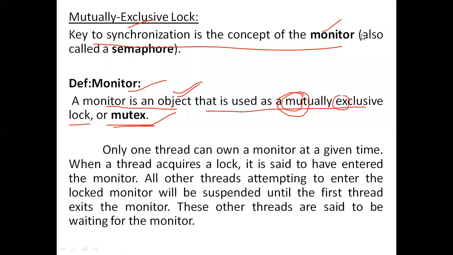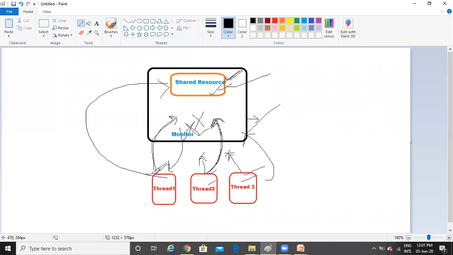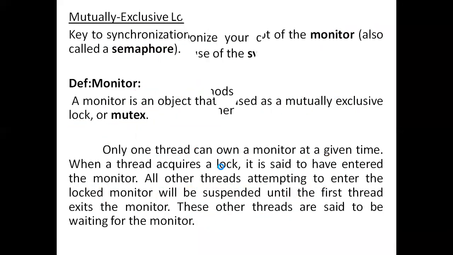Okay, so come back to our point. See the paragraph here. Only one thread can own a monitor at any given time. When a thread acquires a lock, it is said to have entered the monitor. All other threads attempting to enter the locked monitor will be suspended until the first thread exits the monitor. That is exactly what we discussed in our diagram. These other threads are said to be waiting for the monitor. So when thread 1 is using the monitor, thread 2 and thread 3 are said to be waiting for the monitor, right?